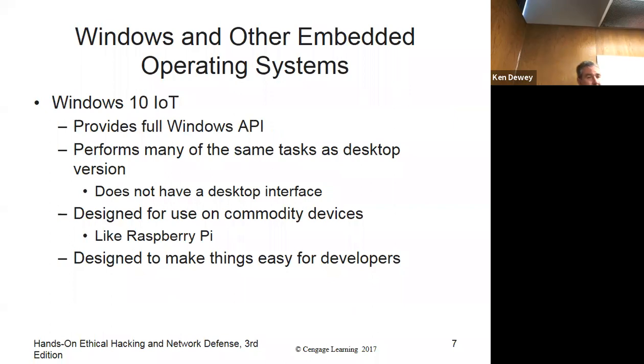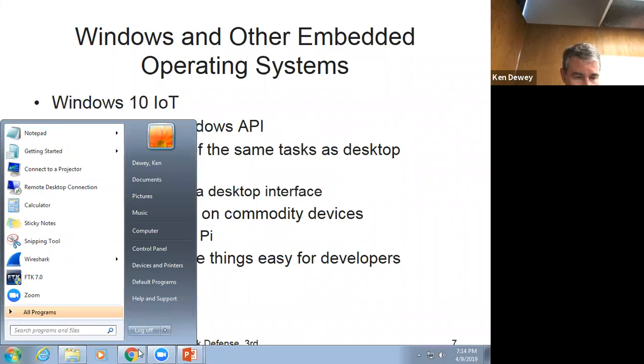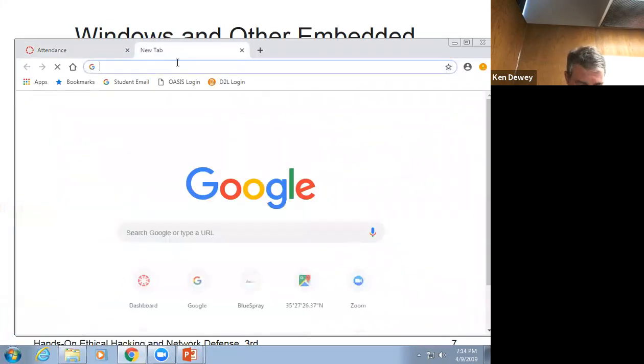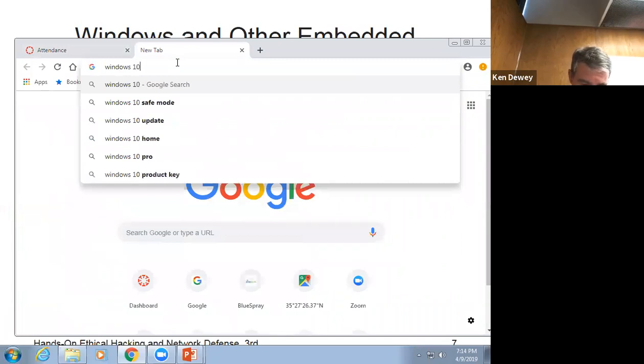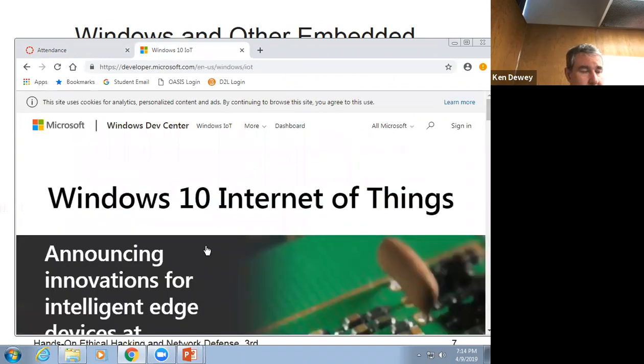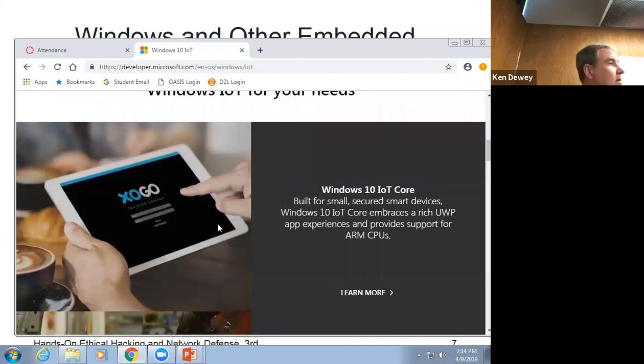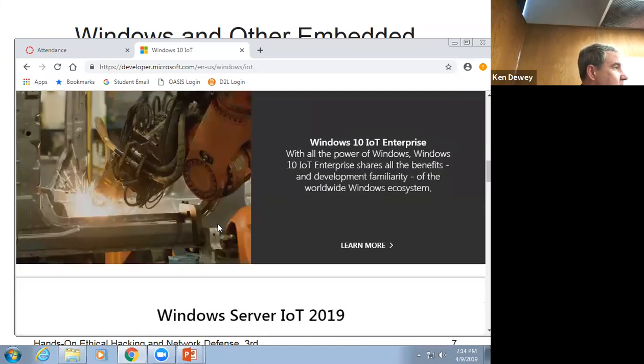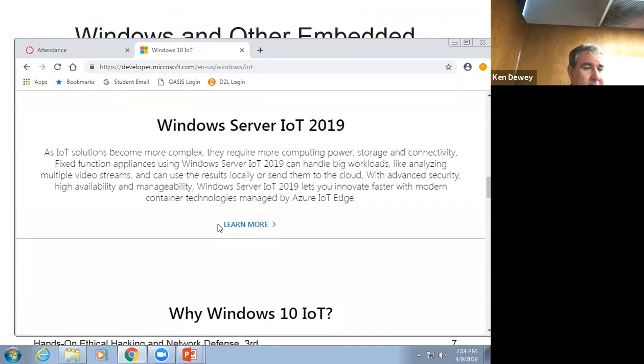Windows 10 IoT. I was not aware of this. I was looking into this stuff, so I looked it up. Let me show you. Basically, it's a version of Windows made to run on Raspberry Pis, made to run on all kinds of stuff. It makes sense. Everybody's been running a version of Linux on Raspberry Pis. Why not Microsoft get in the game?